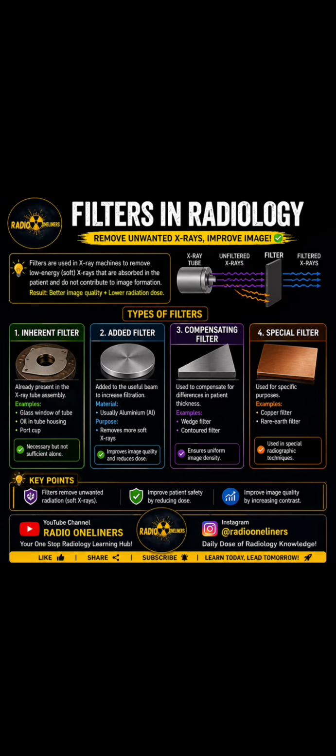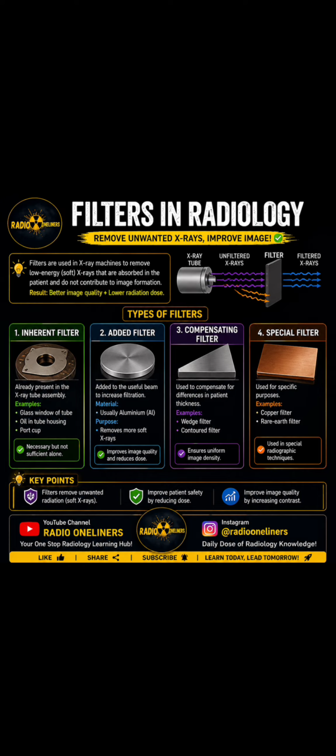Fourth type we have is the spatial filter, which is also the last type of filters. These filters are used for specific imaging needs, such as mammography or fluoroscopy. Now the material. These spatial filters are made up of copper, also known as copper filters. Somewhere they are also made up of rare earth materials. So copper filters are often used in mammography. Why? Just to enhance the contrast. That's why we are calling them a spatial filter, because they are generally used to enhance the contrast, nothing more.